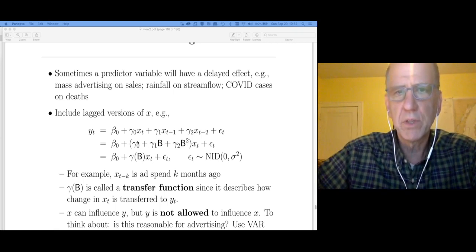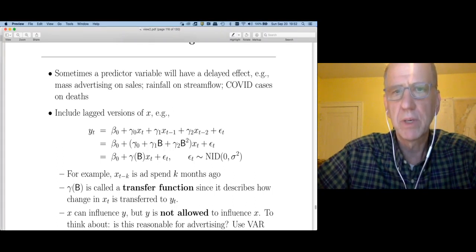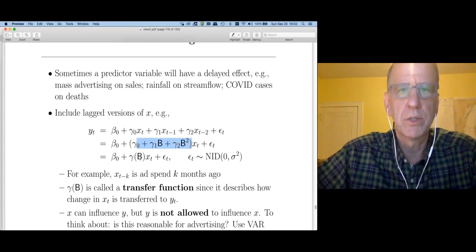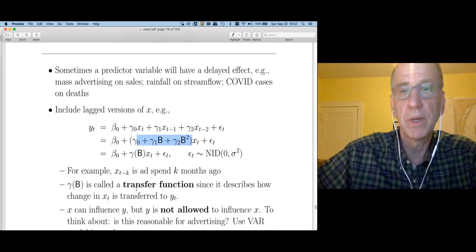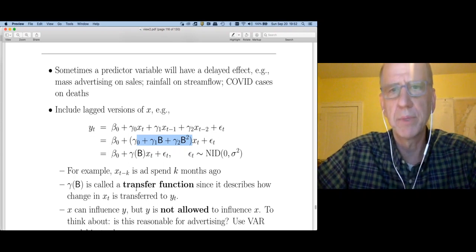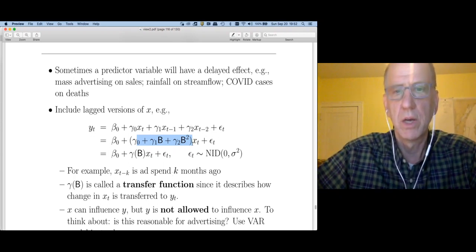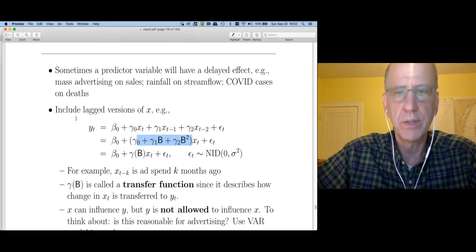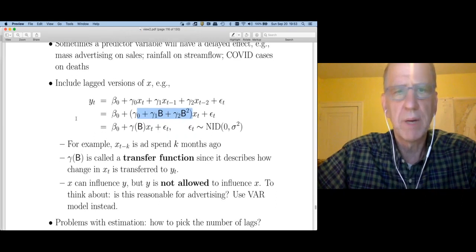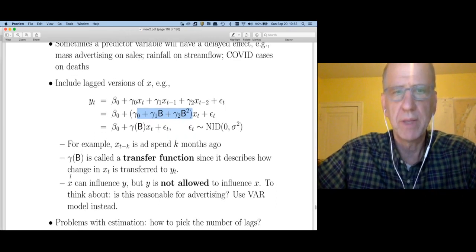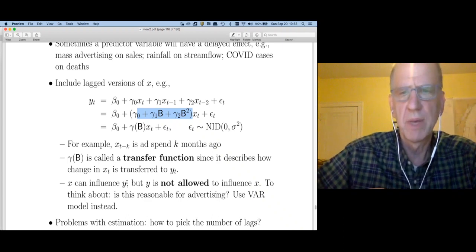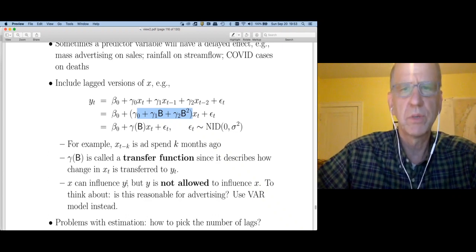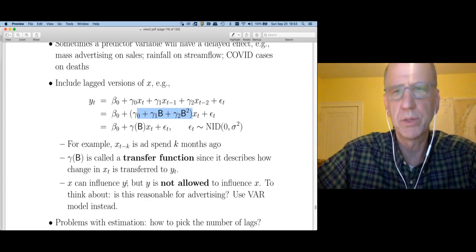We can think of this whole thing as being a single function. So we could call this a function of gamma. And this is going to be called a transfer function since it describes how the x's get transferred into the y's. When we fit these models, there's a very important assumption, and that assumption is that only x can influence y, but y cannot influence x. If we're worried about those sorts of issues, we're going to need to have other models.